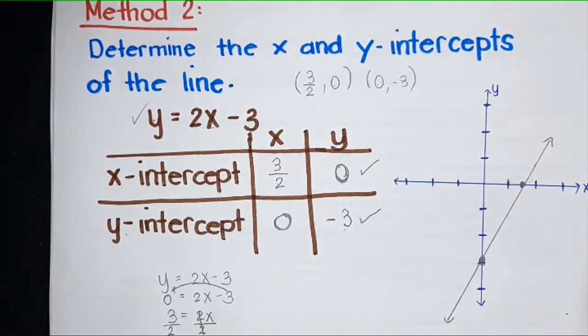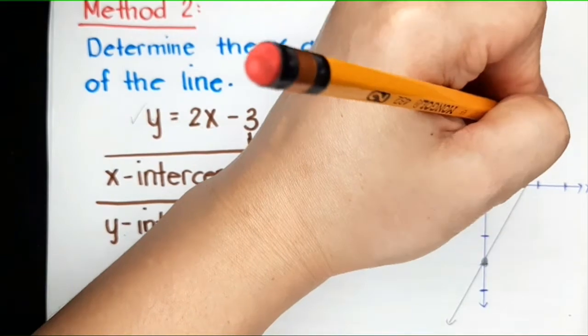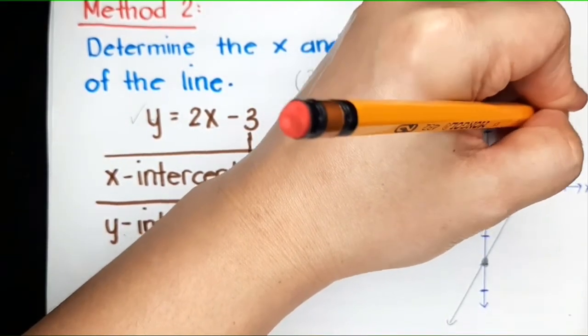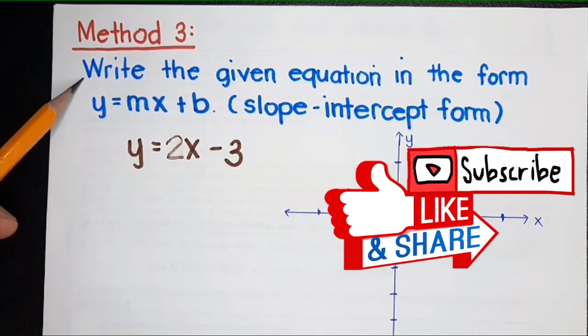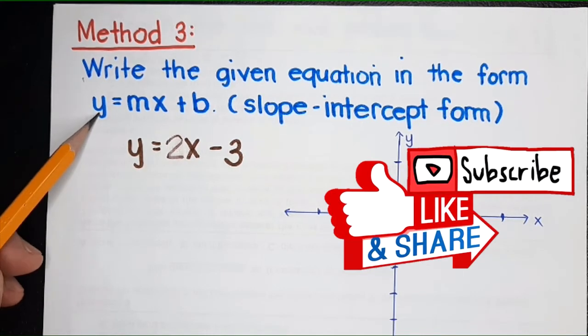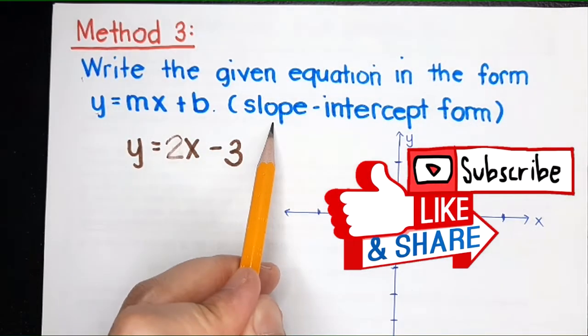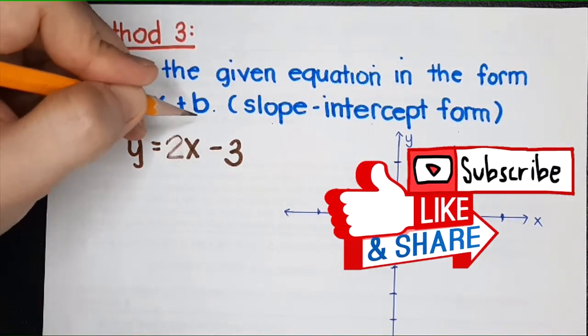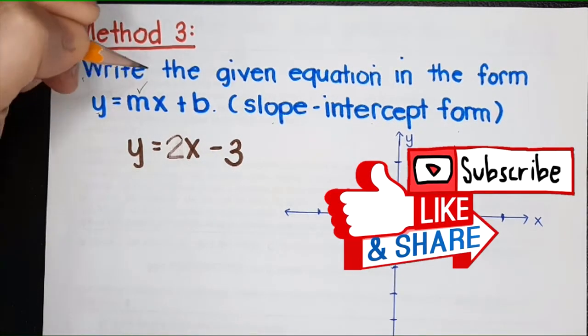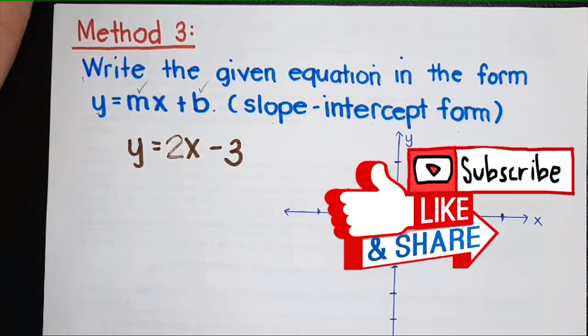So this is the graph of the line y equals 2x minus 3. You see? There's another method to graph a line. Okay? Sabi sa method 3, you write the given equation, the original equation, in the form y equals mx plus b. Again, anong tawag dito kay y equals mx plus b? This is our slope-intercept form. Why? Because from this form, we can see the slope and we have a y-intercept.